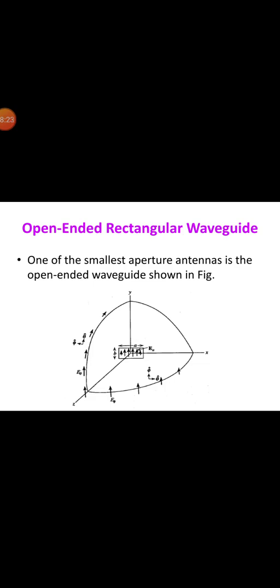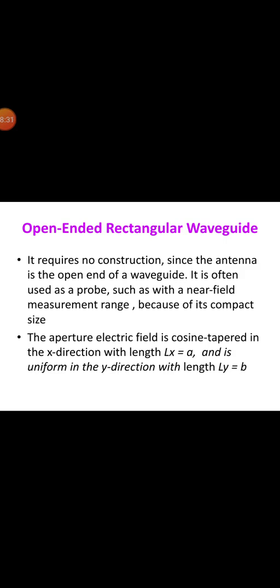And this diagram shows the open-ended rectangular waveguide. One of the smallest aperture antennas is the open-ended waveguide. It requires no construction since the antenna is the open end of the waveguide. It is often used as a probe, such as in the near field measurement range, because of its compact size.